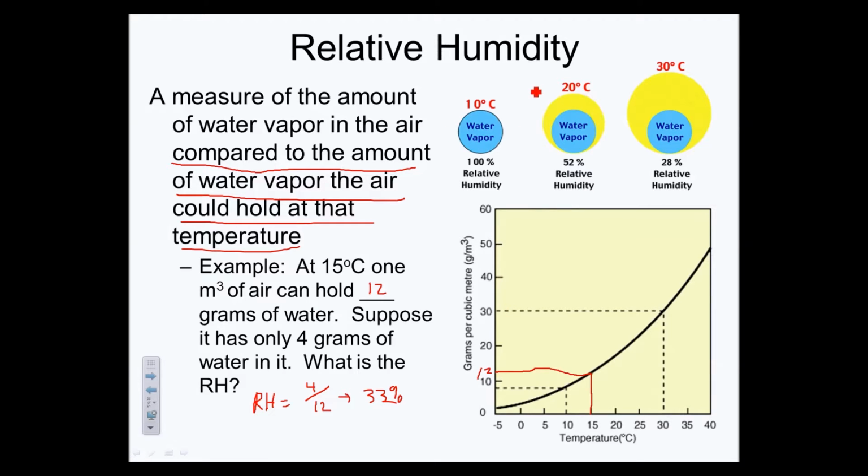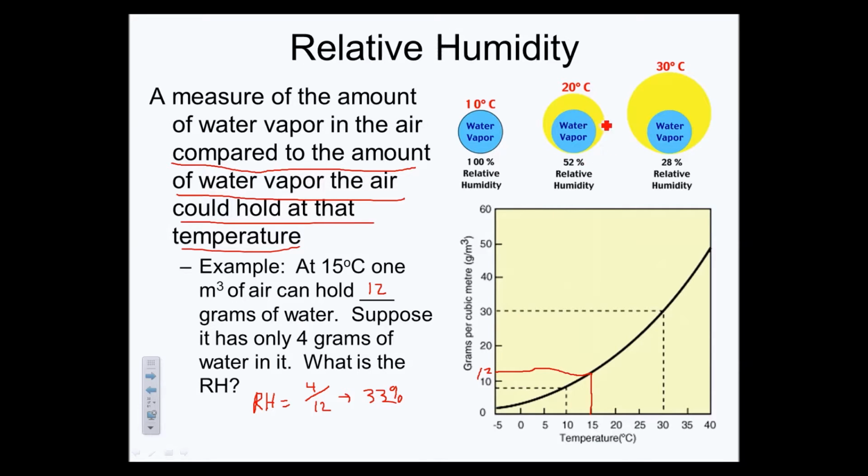Let's look at this picture up here. Let's start off with the picture on the right. 30 degrees Celsius air can hold this much water vapor. Let's say there's only this much water vapor in it. It is 28% filled. If we take this air and cool it down 10 degrees, now it's 20 degrees Celsius. Look at what happens to the air. The air shrinks. As the air cooled, it contracted.